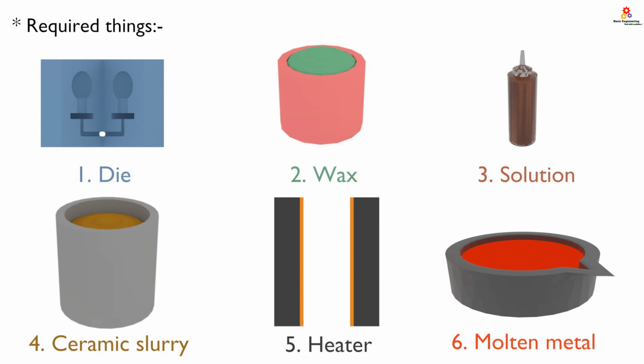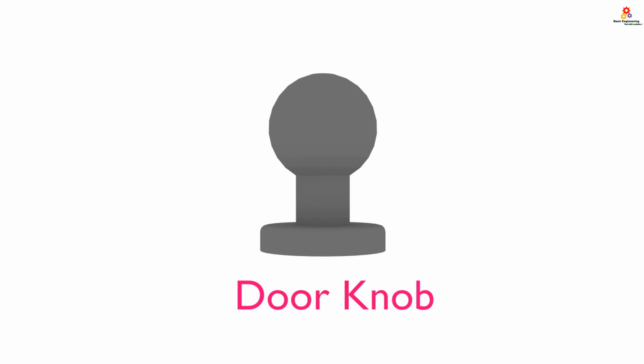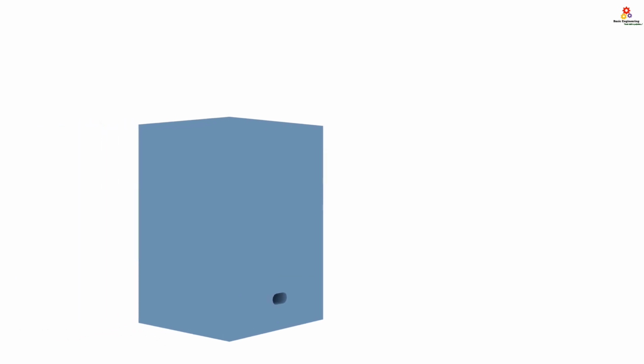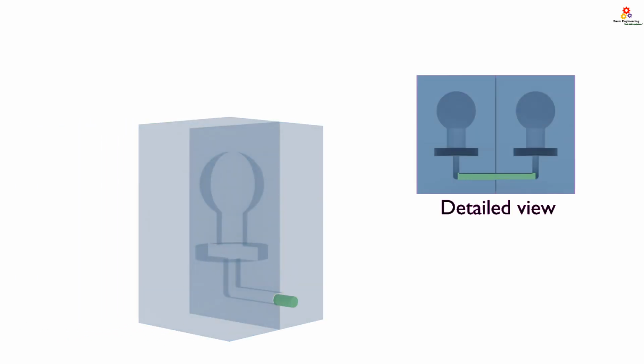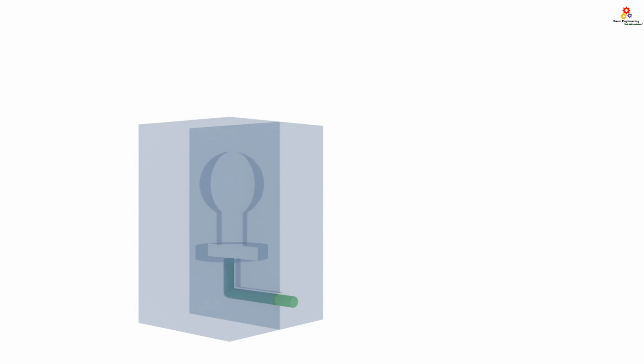Okay, now we will see the actual process. In this process, we will produce some door knobs like this. First of all, we will take the die and inject the wax inside it. As we inject the wax, it will take a shape similar to our final casting product.